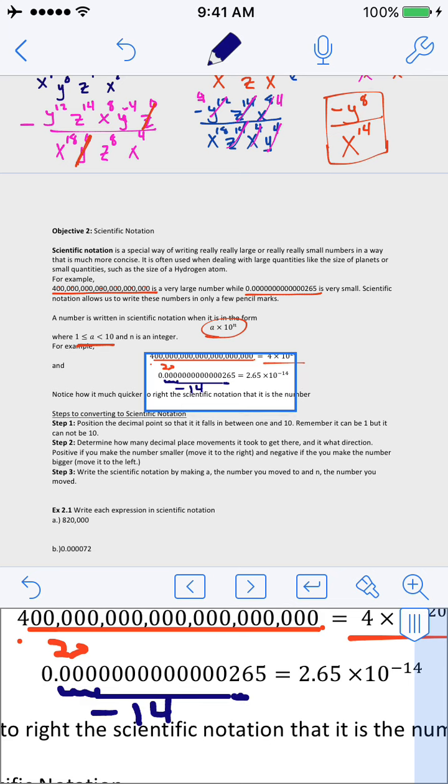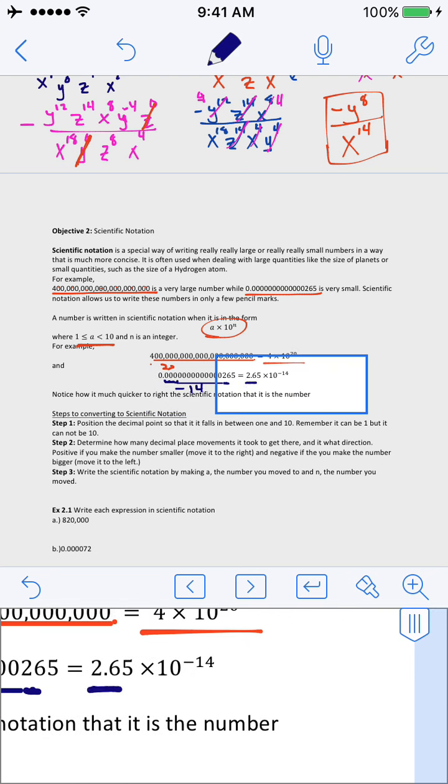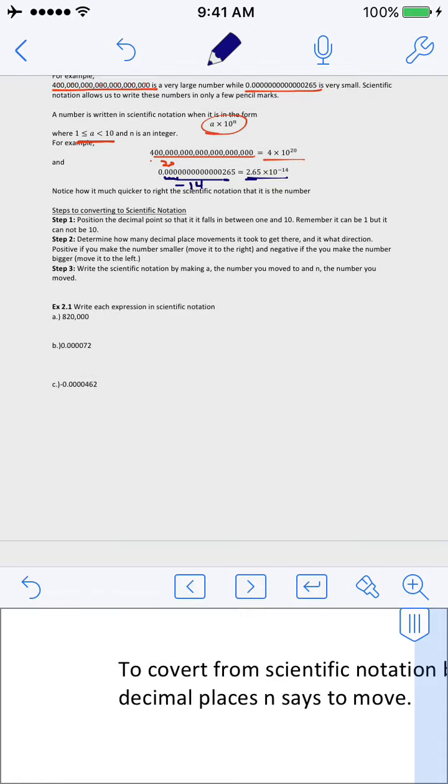If you move it back, it's negative. If you move it to the right, it's negative. Move it to the left, it's positive. So we end up with 2.56, which is definitely between 1 and 10, times 10 to the negative 14th. That's basically the breakdown of scientific notation. So let's try a few of these out.